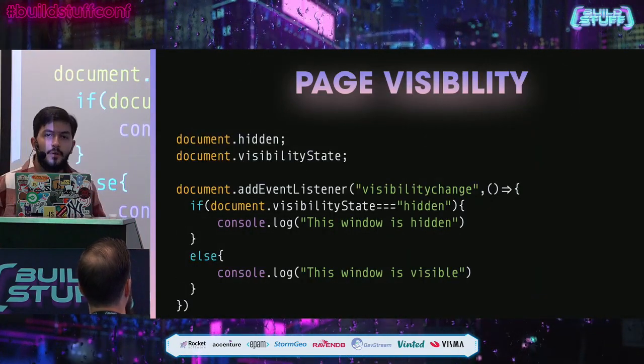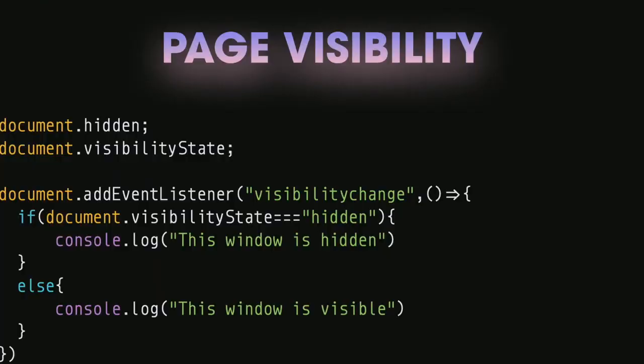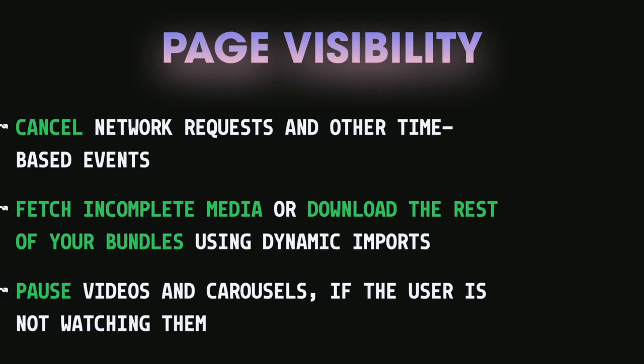The first one is probably one of the most simple, the page visibility API. You can use it either by checking document.hidden and visibilityState, so you get the current state of whether the tab is idle or not, or you can register an event listener and check for these kinds of changes. And it's really helpful because there are a lot of things you can do based on that information.